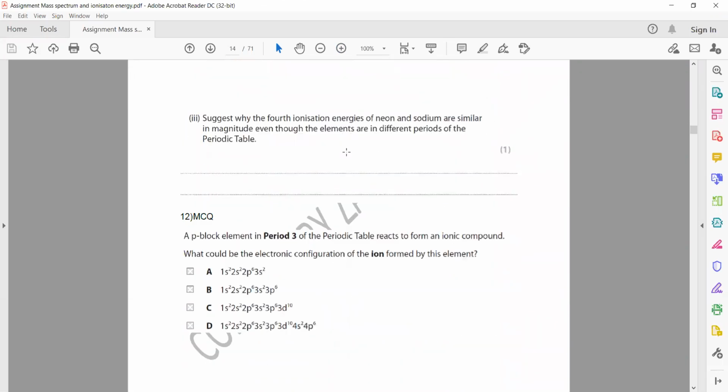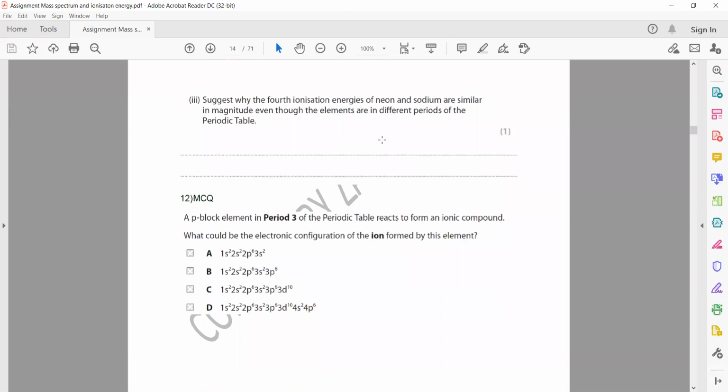Then, suggest why the fourth ionization energies of neon and sodium are similar in magnitude, even though they are in different periods. When we check, the fourth ionization electron is removed from the same shell, that's why they have similar ionization energies. So when the electron is removed from the same shell, the ionization energy will be similar.